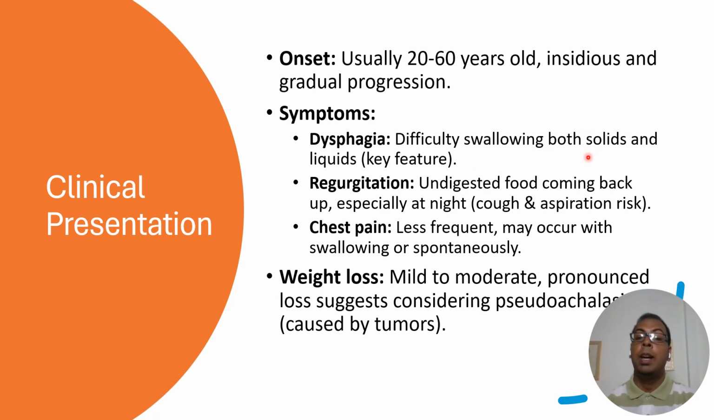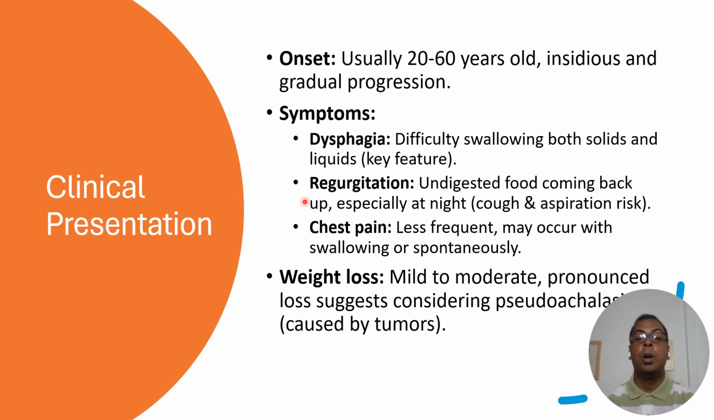The solid food would get stuck and liquid would be able to pass. But in functional causes of dysphagia, these patients would have difficulty swallowing both solids and liquids. So that's why this is a key feature that could point towards achalasia.